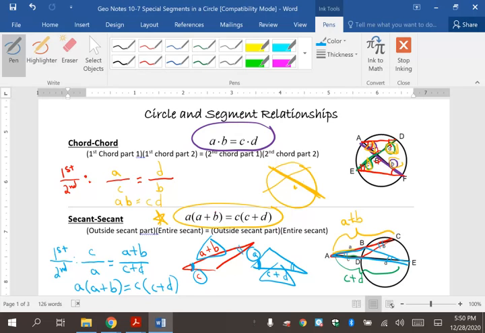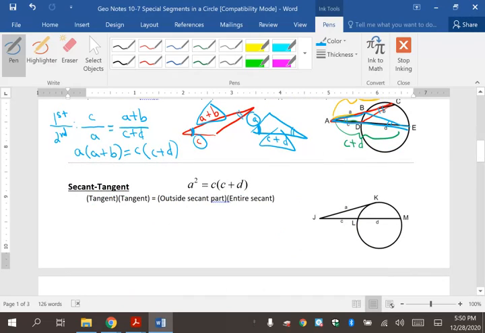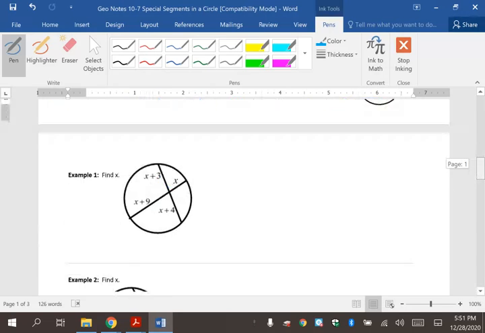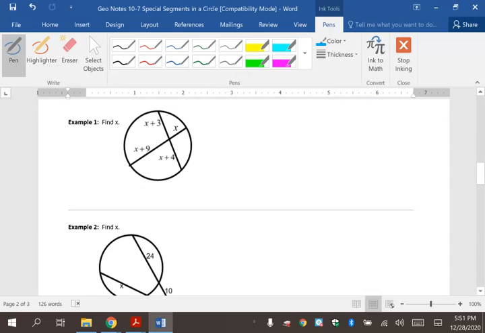Now, if you also have a secant tangent, it's the same formula. Your outside times total is this A times A plus 0. So I don't even memorize that. I just say A times A plus 0 equals the C times C plus D. So it's the same idea of outside times total equals outside times total. Okay, so let's go ahead and use those two formulas for our backside.